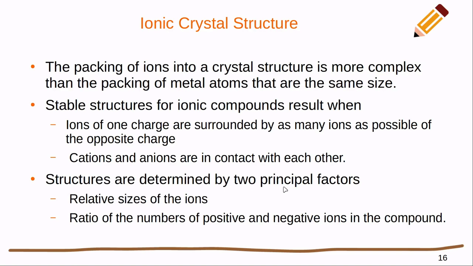The structures are determined by 2 principal factors: the relative sizes of the ions and the ratio of the number of positive and negative charges in the compounds, because we know that sometimes we could have, you know, a cation with a +2 charge, and then we're going to have to pack in 2 -1 anions for that guy. So it depends on the ratio between them.